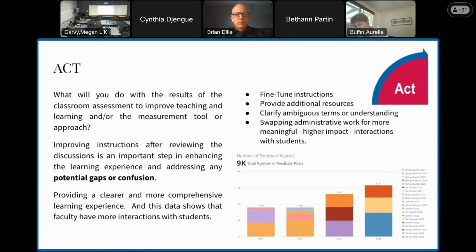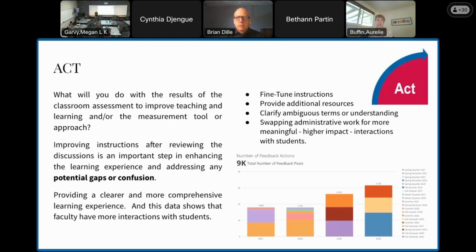So what do we do then? What is our action? What do we do with the results? Well, we improve instruction. After viewing the discussions, an important step is to enhance the learning experience by addressing potential learning gaps and any confusion that's out there. So if a student posts a question that isn't in line with the topic, or they list a source that's not legitimate, it's from Wikipedia, then I know to go back, and in their discussion, I will give them an additional resource, or I'll respond.